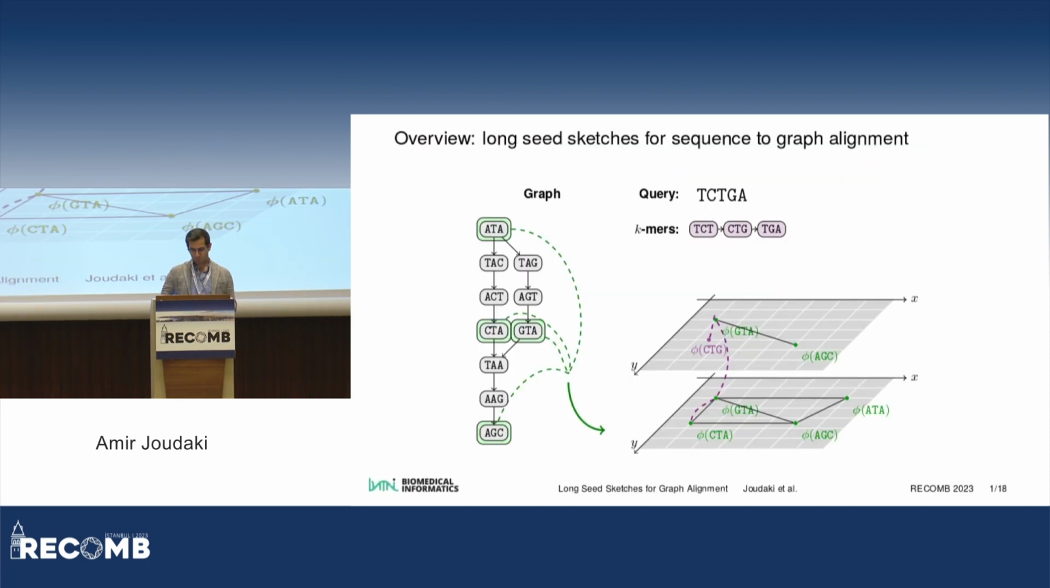So this is just the overview of the method. The core idea that we want to present here is that instead of using standard seed and extend for doing sequence to graph alignment, we can rely on sketches that are essentially a map from the sequence space to a vector space, and then we do some nearest neighbor querying on that vector space instead. So then you can potentially find things that are not exactly matching but are similar. So this is the overall idea that we want to present.